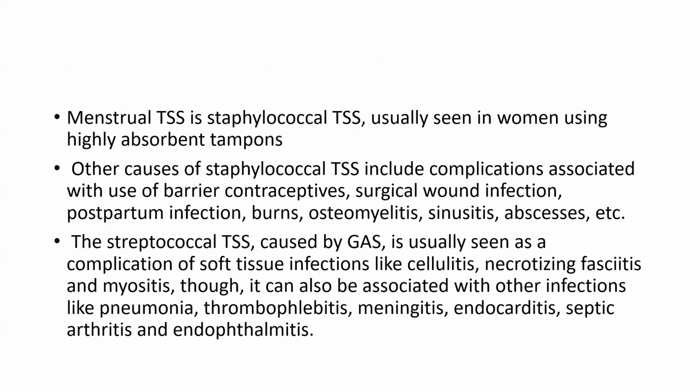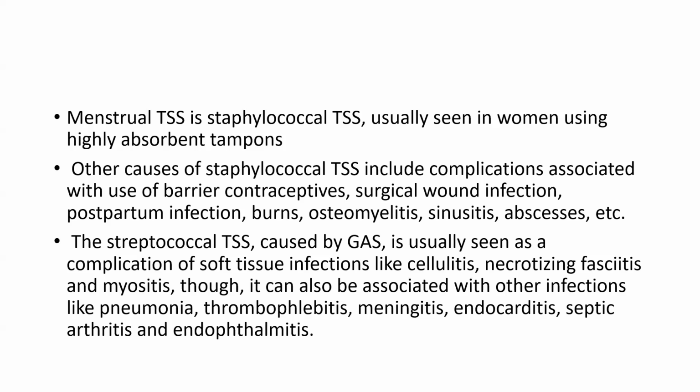So menstrual toxic shock syndrome is the Staphylococcus toxic shock syndrome, usually seen in females using high absorbent tampons. Other causes of Staphylococcus toxic shock syndrome include complications associated with the use of barrier contraceptives, surgical wound infection, postpartum infection, burns, osteomyelitis, and sinusitis.